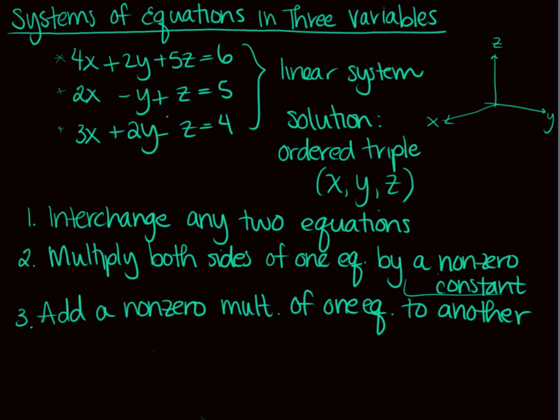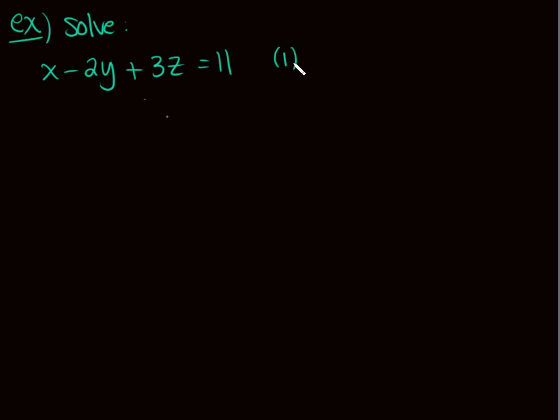I'm just going to grab these examples from your book because apparently I am feeling quite lazy today. So let's solve the following system. We have x minus 2y plus 3z equals 11. I'm going to call this equation 1.